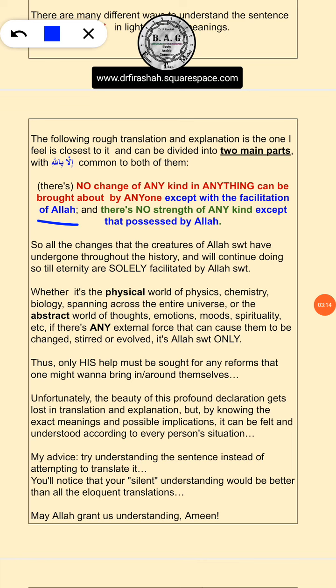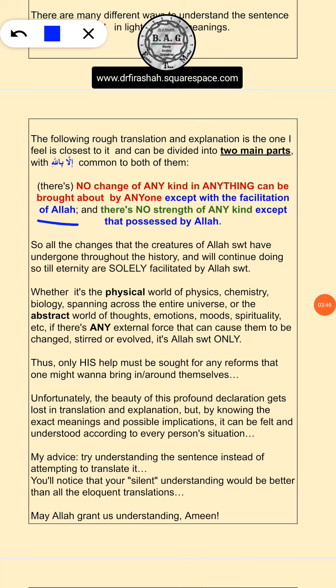So that's what I say here, that all the changes that the creatures of Allah subhanahu wa ta'ala have undergone throughout history and will continue doing so till eternity are solely facilitated by Allah subhanahu wa ta'ala. Whether it's the physical world of physics or the abstract world of thoughts, emotions, moods, etc., if there's any external force that can cause them to be changed, stirred, or evolved, it's only Allah subhanahu wa ta'ala. Therefore, only His help must be sought for any reforms that one might want to bring in or around themselves.